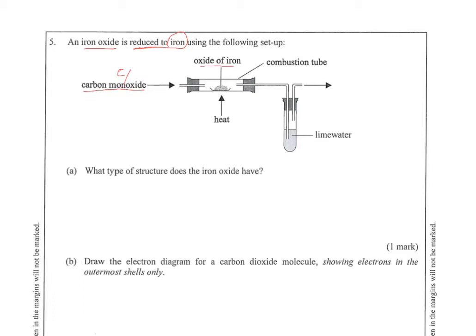And then the oxide of iron, put it inside, heat it up in this combustion tube. And then after that, the gas will pass through. What kind of gas will be produced?